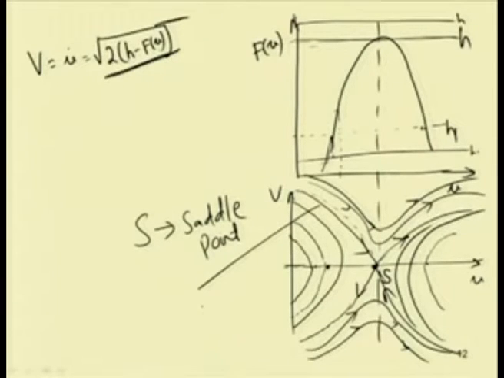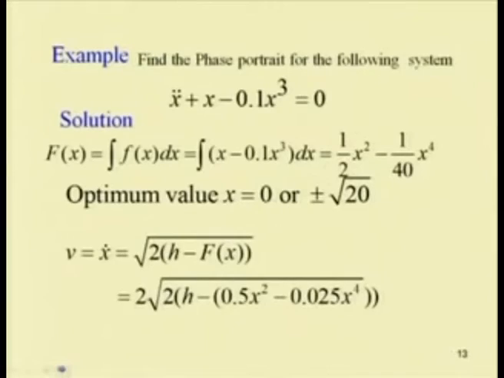So, maximum potential energy corresponds to an unstable system. So, in this case, corresponding to this maximum potential energy we have a saddle point, and corresponding to minimum potential energy we have a center in the system. So, let us take one example.